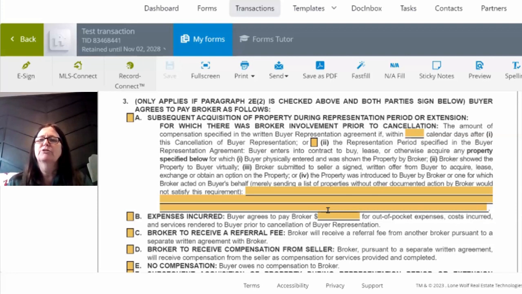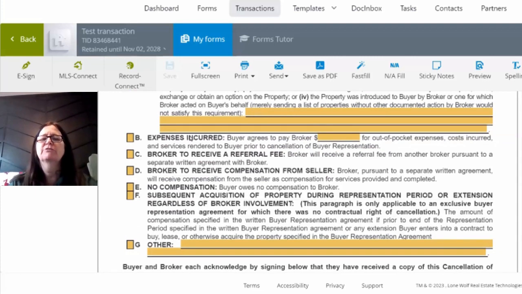When we cancel this agreement, and this would have to be, again, agreed to by all parties, are we being paid as was outlined in the BRBC? Are we only being reimbursed for actual expenses incurred? Are we going to receive a referral fee from another broker? Are we going to receive compensation from the seller? Are we going to receive no compensation at all?